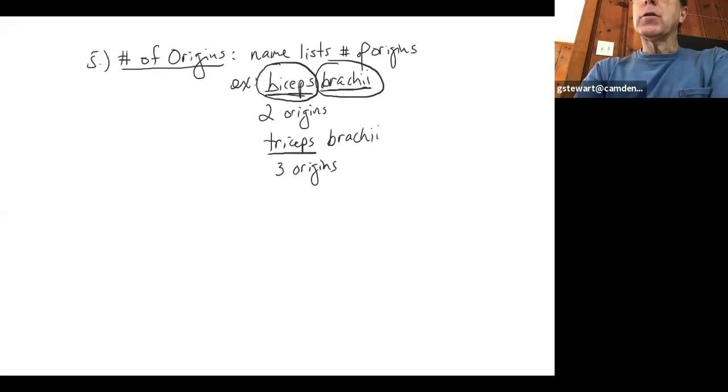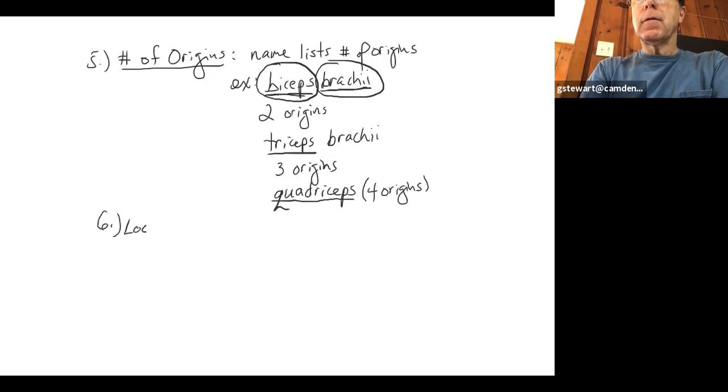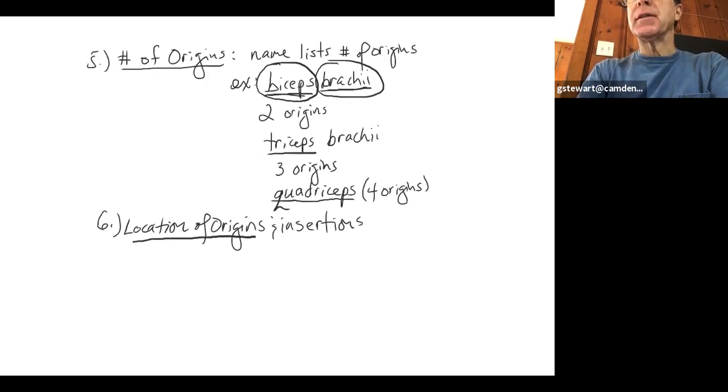Also, the last example I'm going to give you, quadriceps. The quadriceps muscles in the leg, four origins. All right, let's get on with number 6, which is location. Some muscles in their names tell us the location of the origins and insertions. So some muscle names have the locations of attachment points.